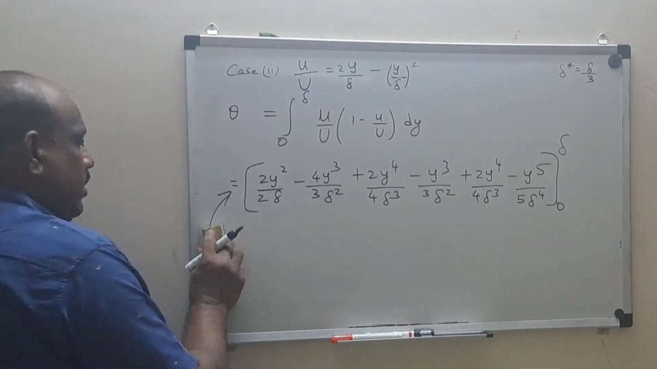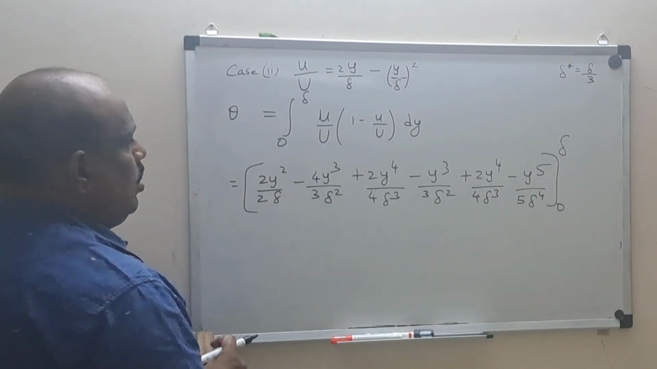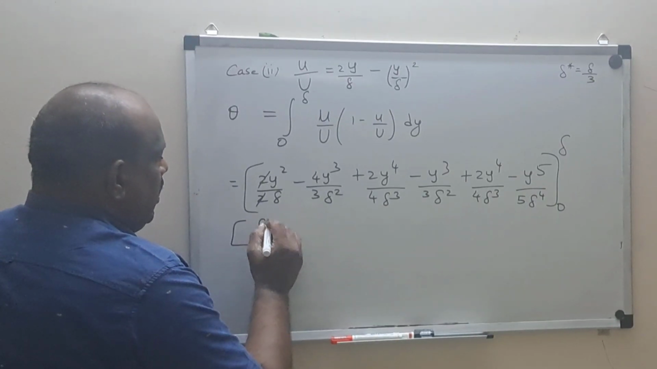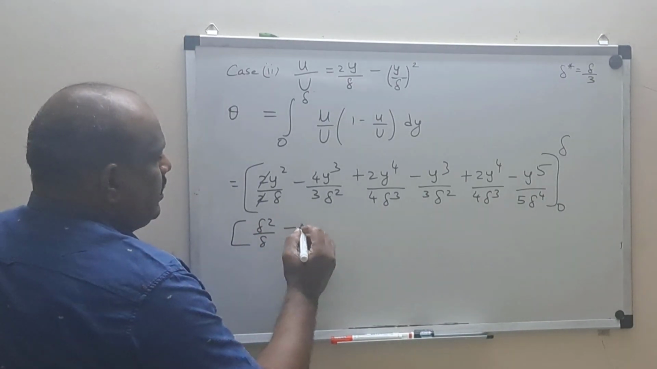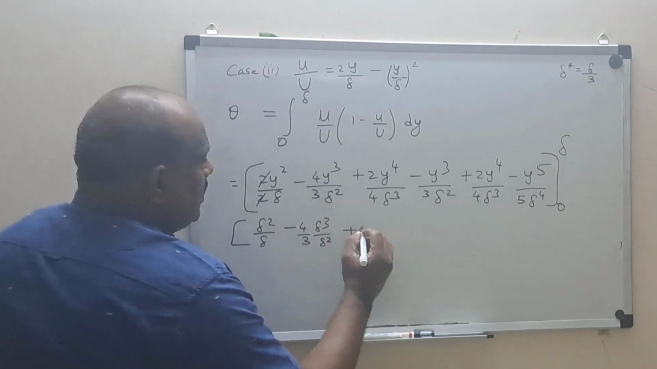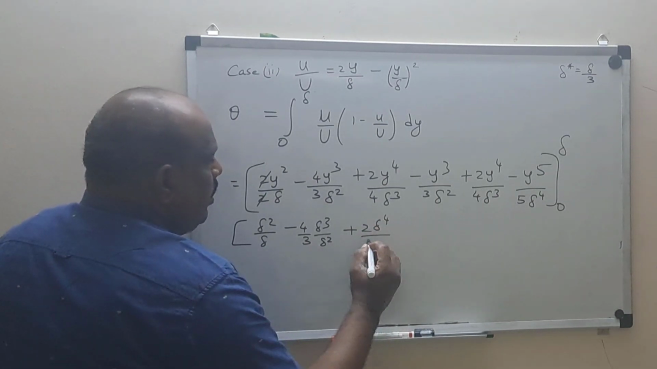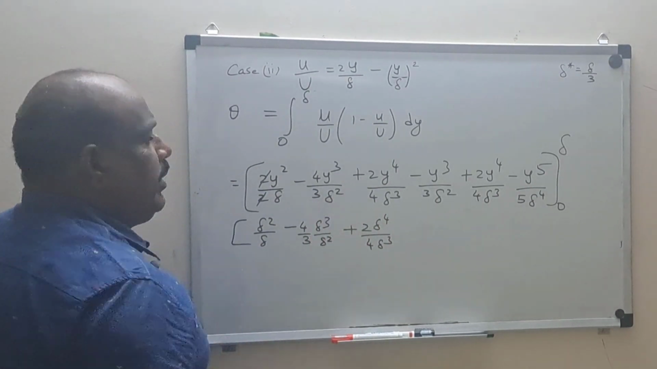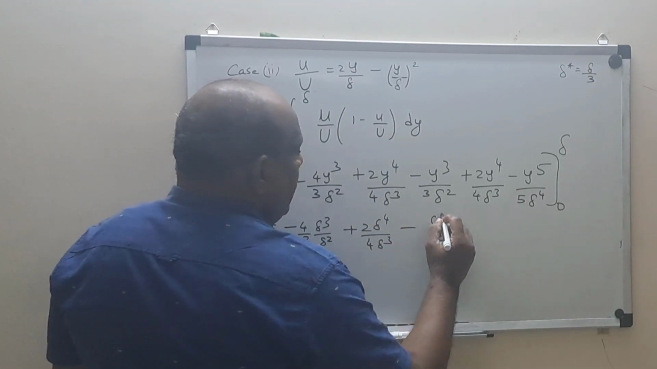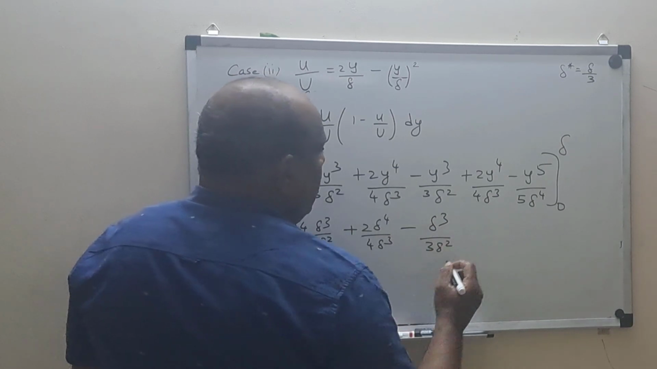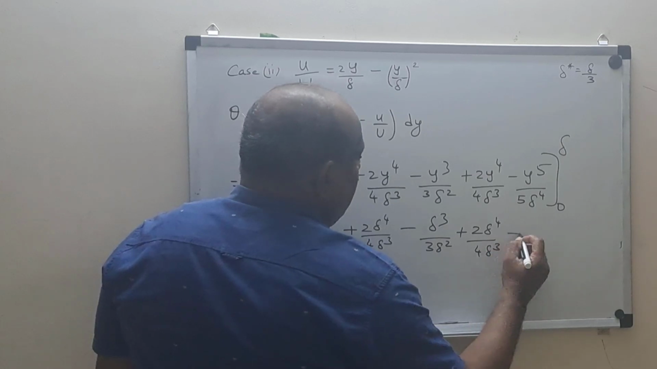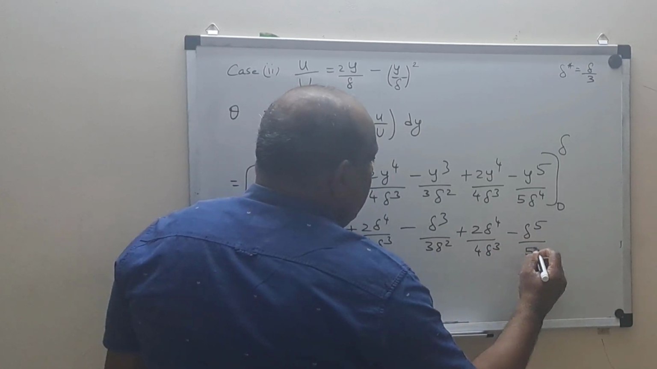I hope I can erase it now. So you try to apply the limits, 2 to get cancelled. So it will become delta squared by delta minus 4 by 3 delta cube by delta squared plus 2 into delta power 4 by 4 into delta cube. If you want, we can make it as 1 by 2 also, minus delta cube by 3 delta squared plus 2 into delta power 4 by 4 delta cube minus delta power 5 by 5 delta power 4.